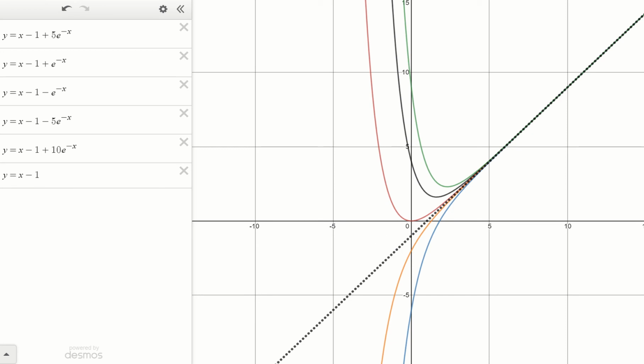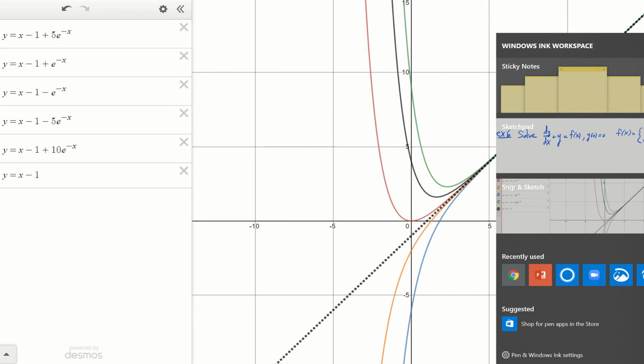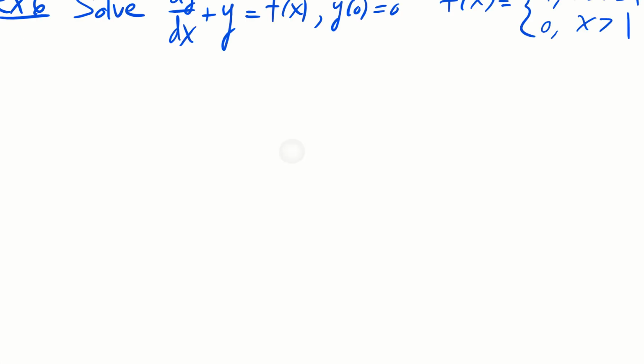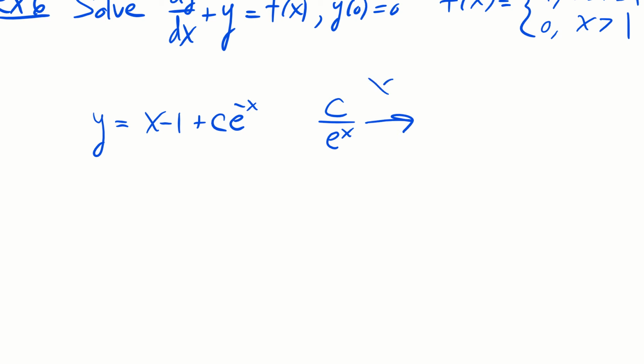And one of the reasons for this, let me get my snipping tool up here, is because of the following. With this family of functions, if we have y equals x minus 1 plus c e to the negative x, the c e to the negative x is the same thing as c divided by e to the positive x. And so what happens is this term, as x approaches infinity, the denominator is going to get larger and larger, whereas the numerator is going to stay some fixed value, which means that this thing is going to go to 0 as x goes towards infinity.